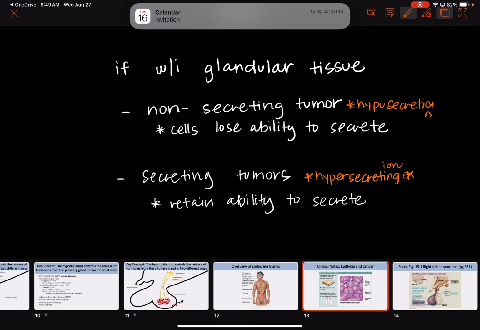Any questions about that concept of a non-secreting versus a secreting tumor? Those both happen within the glandular tissue? We're saying, if cancer develops within glandular tissue, it's either going to be a secreting tumor or a non-secreting tumor. Yeah. Any other questions? Anybody still need these notes up before they go away forever and ever? Okay. And there they go, they're gone.